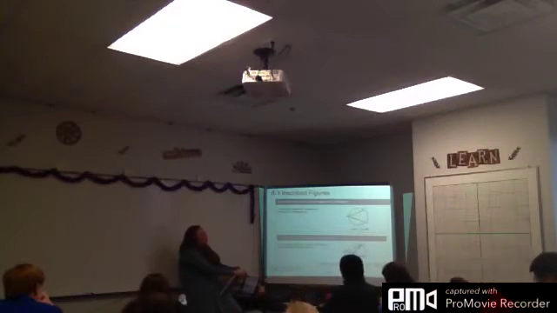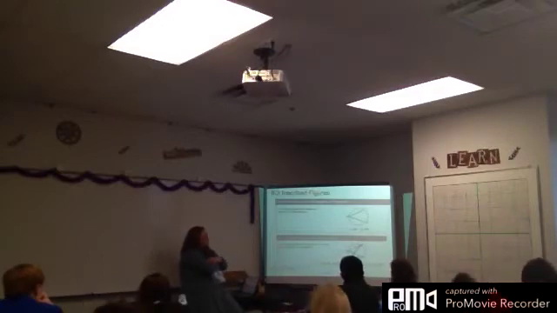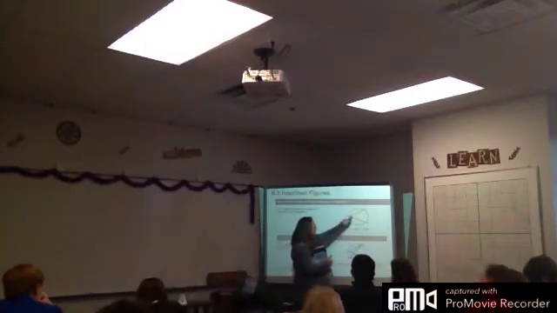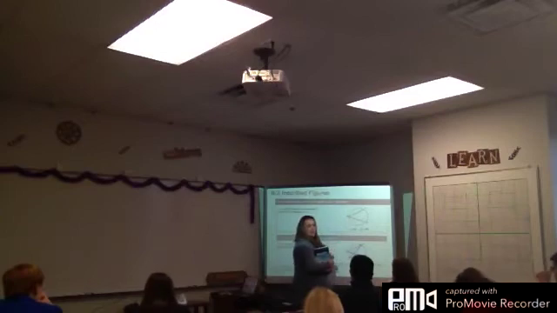So if arc AB is 68 degrees, what is the measure of angle ADB? 34. The angle is half of the arc, which makes sense because look at this. Does this look smaller than this? Yes. So my arc is 68, then this angle is 34.